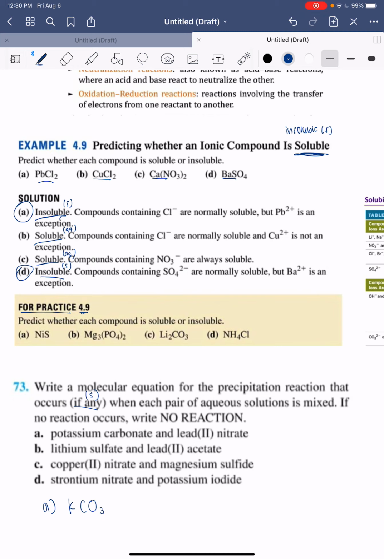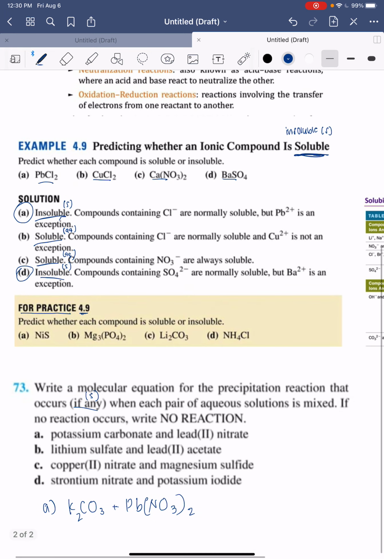Carbonate is a 2- charge, so it's going to be K2CO3 plus lead nitrate. It's going to look like this since lead is a 2+ charge. Now it wants us to write the products.